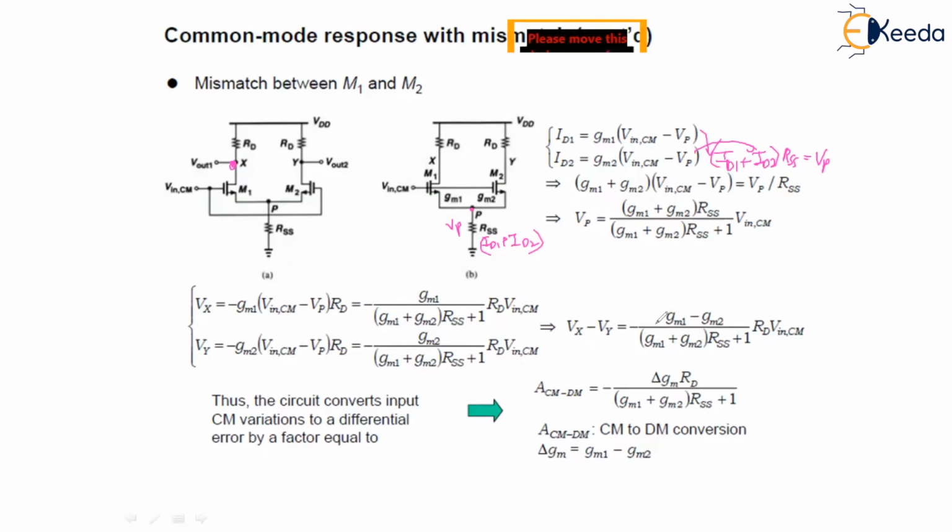In other words, the circuit converts the input CM variation into a differential error by a factor equal to ACM-DM. So it converts the CM variation into DM, that is the differential error, and it is given by ACM-DM, which equals del Gm. Del Gm is the difference between the transconductance of the two transistors M1 and M2, Gm1 minus Gm2, into RT upon (Gm1 plus Gm2) RSS plus 1. Basically, this term depicts CM to DM conversion, common mode to differential mode conversion.